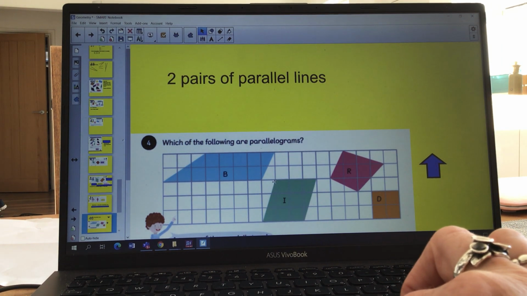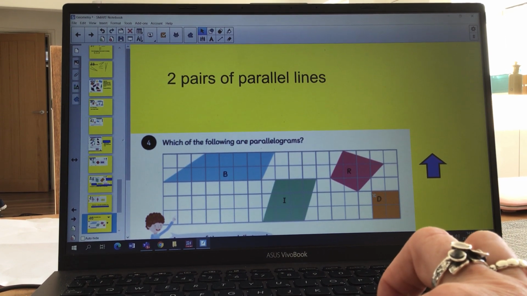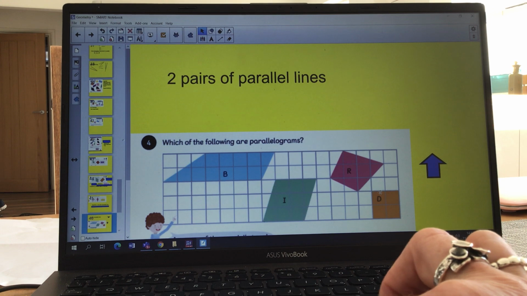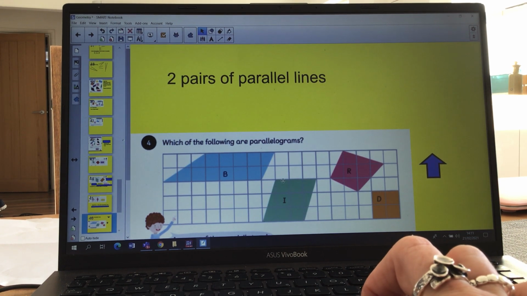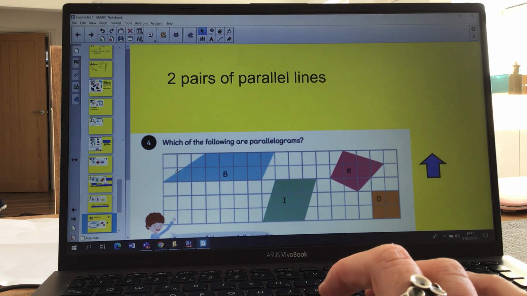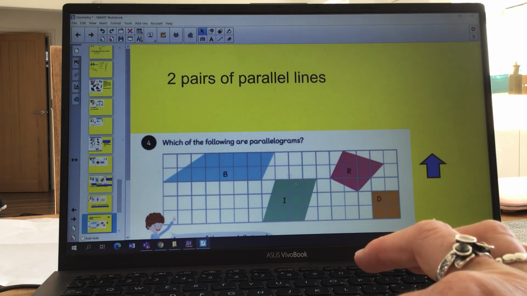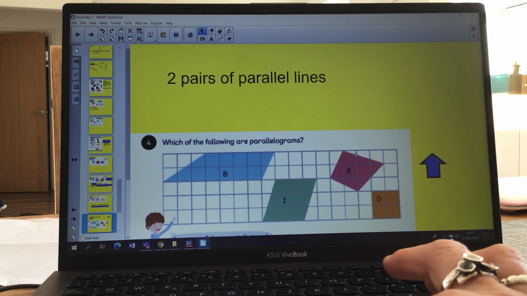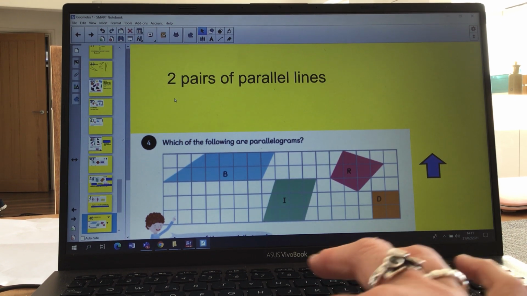Okay, no right angles. Okay, so that D there is not a parallelogram because we haven't got the right angles. We've got right angles on there. That one has got right angles. The parallelogram doesn't have right angles. And B, if you look at B, well, this side isn't parallel to this side. Okay, and R again is just a quadrilateral. It hasn't got pairs of parallel lines.